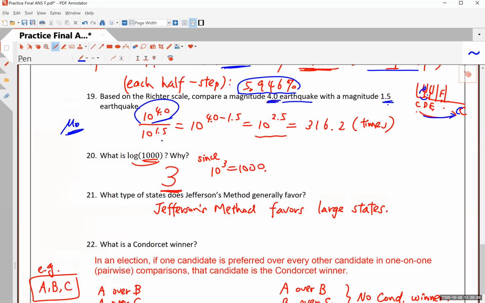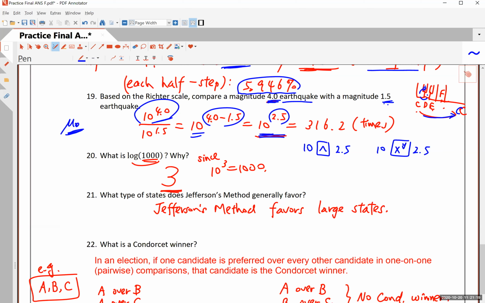1.5, this is 10 to the 1.5. So the answer is really going to be 10 to the power of the difference. Okay, so find the difference between 4.0 and 1.5, that's 2.5. And the answer is 10 to the 2.5. Okay, this is the key. You have to raise 10 to the number, which is the difference between these two Richter scale numbers. And 10 raised to the 2.5, you can do this on your calculator, and you get your answer, which is 316 times.